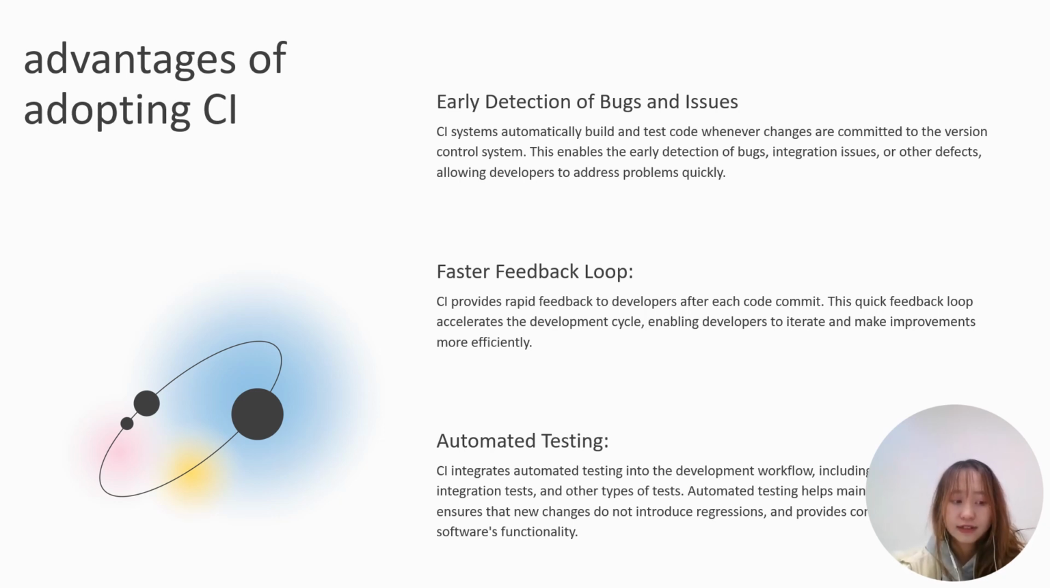And second is faster feedback loop. CI provides rapid feedback to developers after each code commit. This quick feedback loop accelerates the development cycle. And next is automated testing. It integrates automated testing into the development workflow, including unit tests, integration tests, and any other types of tests. It helps maintain code quality and ensures that new changes do not introduce regressions.